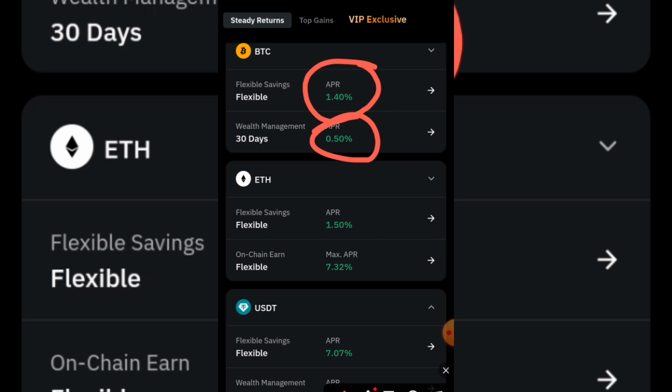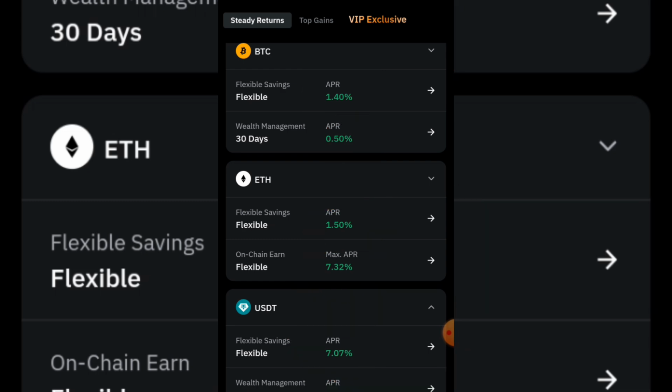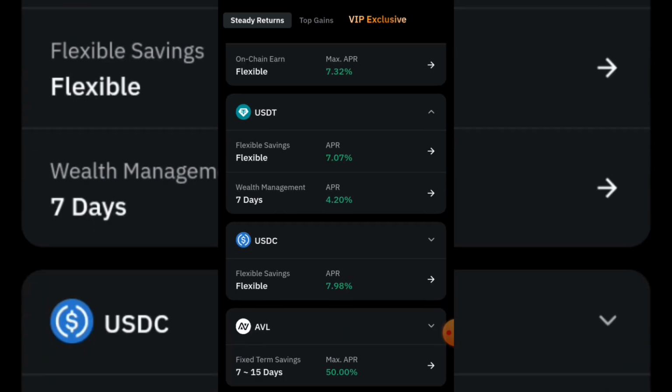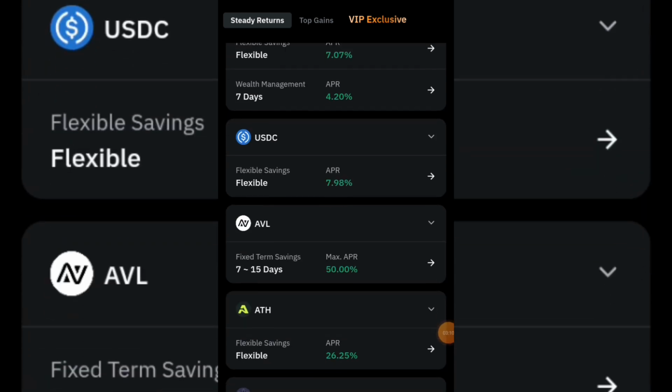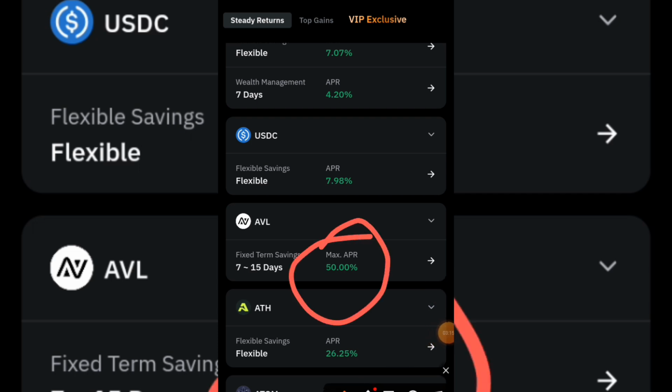And then we have Ethereum. When you go on flexible, this is how much you will make. That is flexible on-chain, 7.3%. But the disadvantage is when you invest and the Ethereum price decreases, you lose capital because the currency is in Ethereum. Then we have USDT, which is 7.07%. Then we have USDC, which is also 7.98%.